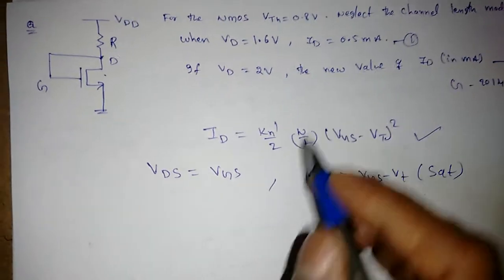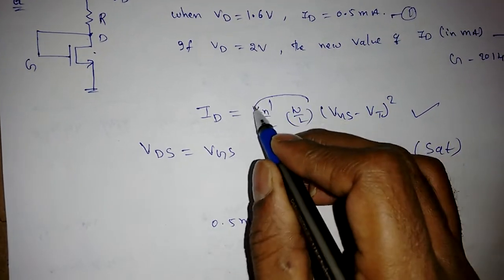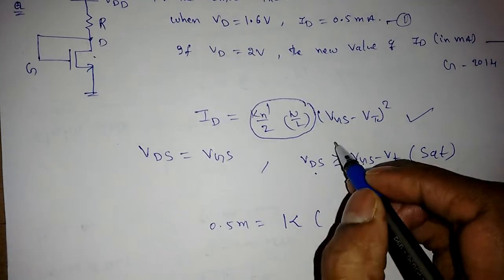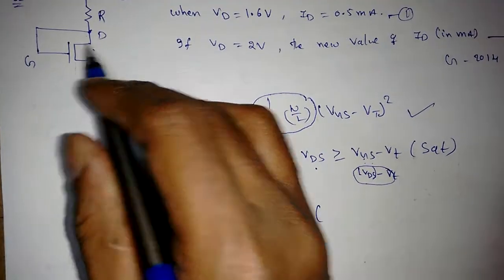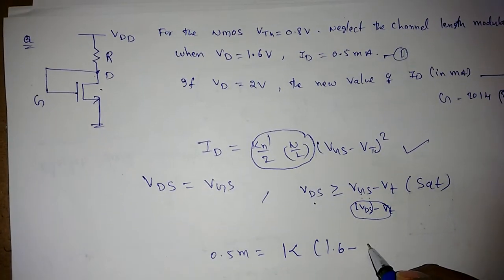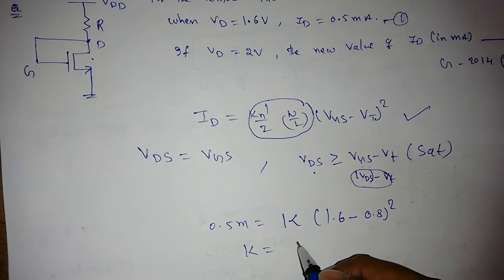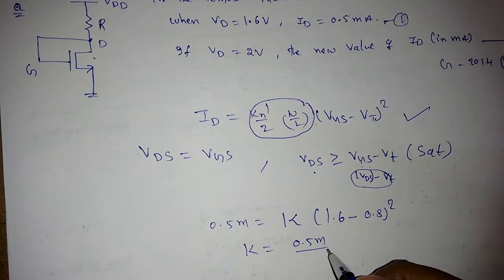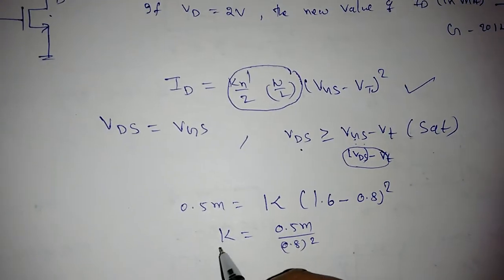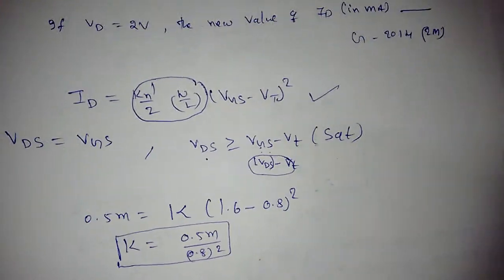He has given ID is equal to 0.5 milliampere. Now he didn't mention Kn dash and W by L, so I will use simply K, and VGS is equal to VDS, so VD is given 1.6, so I can use (1.6 minus VTH, which is 0.8) whole square. So I can say K is equal to 0.5 milli by (1.6 minus 0.8), so 0.8 whole square. So this K we got from the first expression. Now we will use this K for the next.